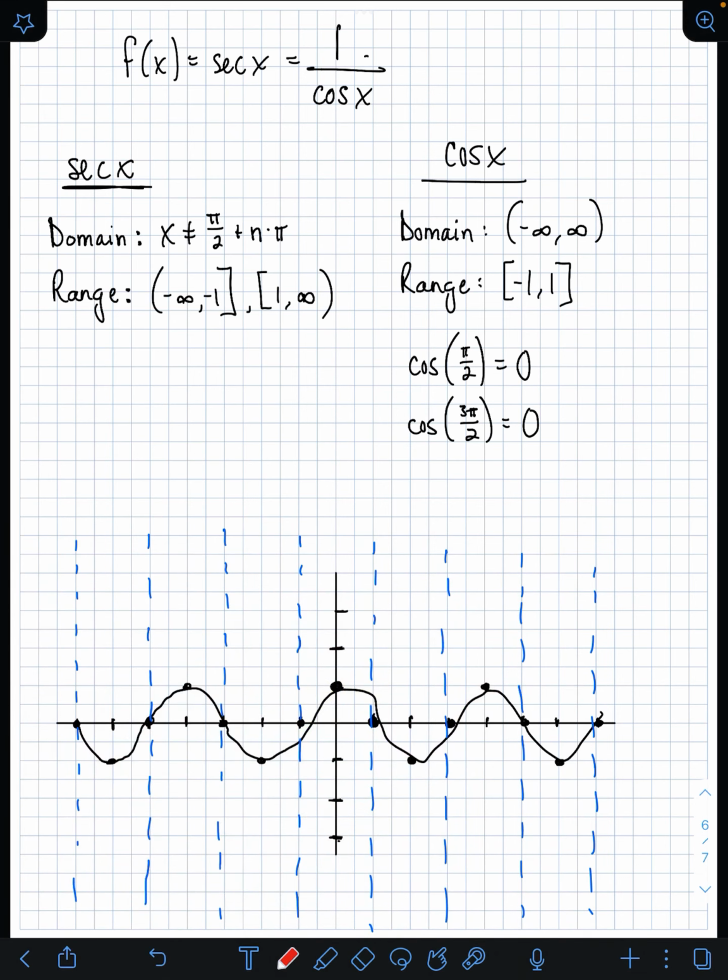In between, we get very much the same behavior that we had for cosecant. Whenever the cosine wave dips below the x-axis, secant is going to rise up to meet it, and then fall away again. And whenever cosine rises above the x-axis, secant will drop down to meet it, and then go back up.